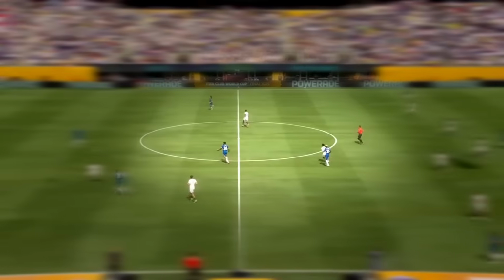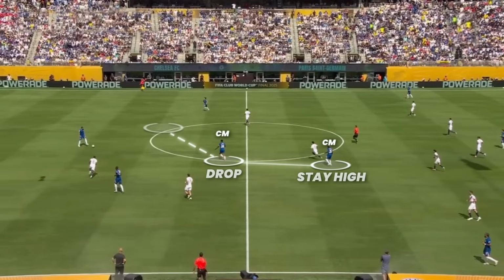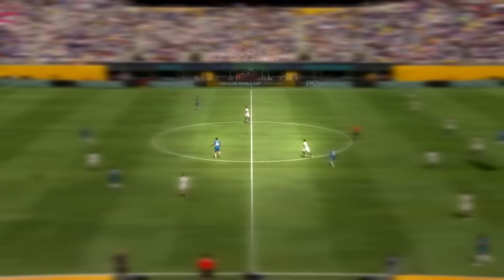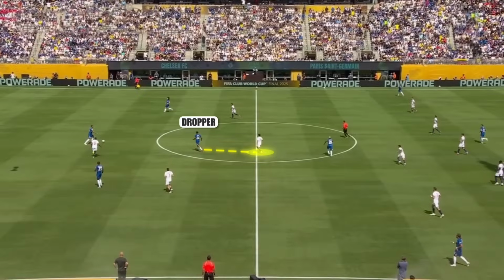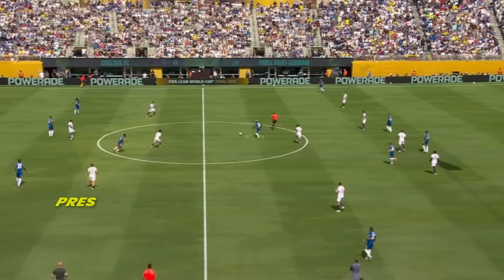Now notice the movement of double pivots. Only one of them is dropping deep, while the other stays high. As the opposition midfielder decided to close down the dropper, the advanced center midfielder became free, and he was quick to recognize the open space. Here the dropper acted like a decoy to bait the press, and the deep playmaking centre back easily played the midfielder to beat the press.